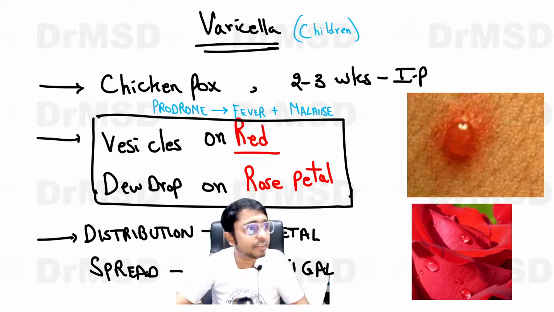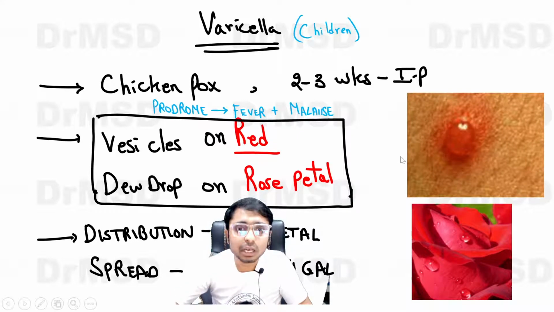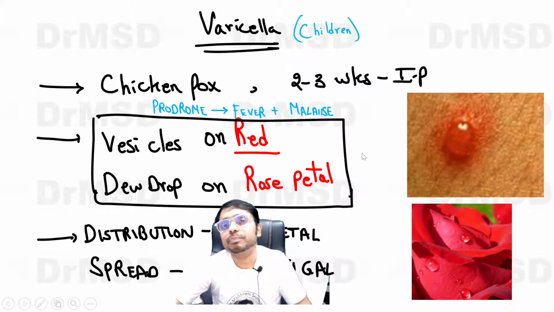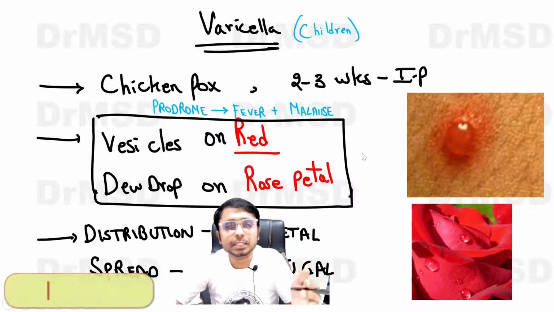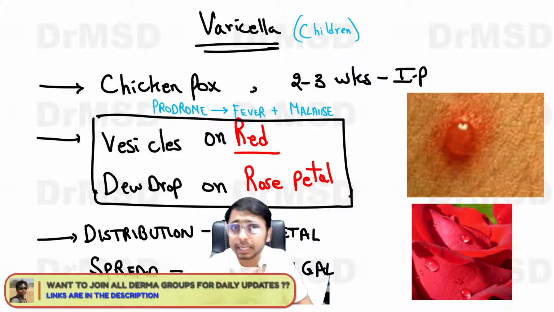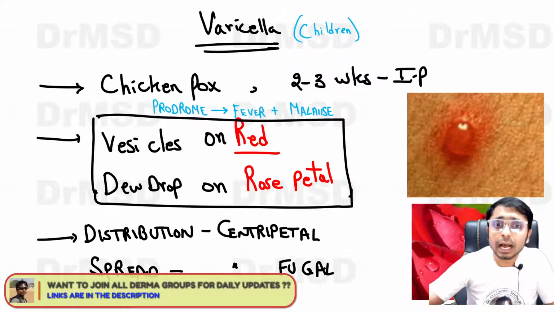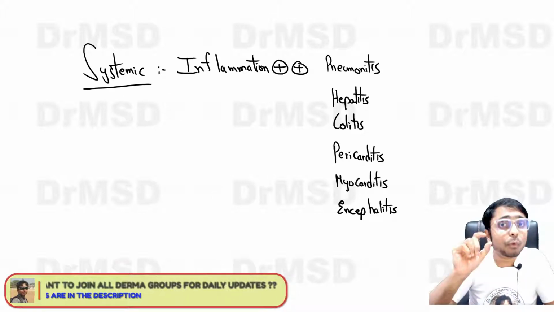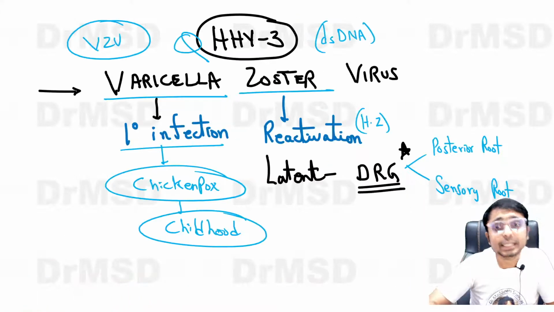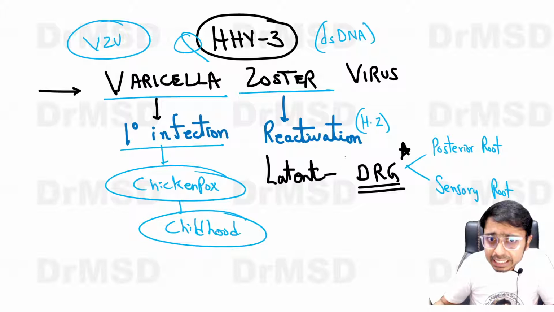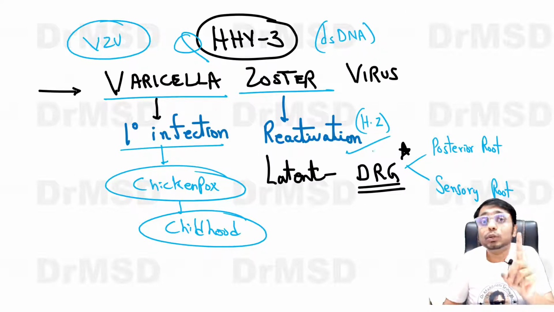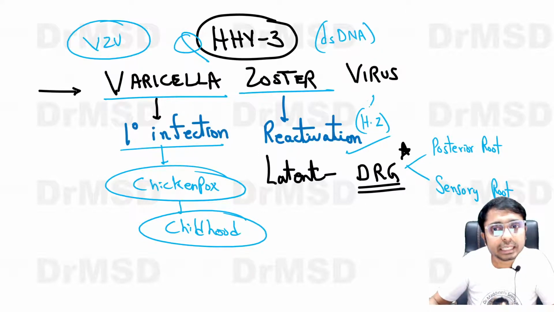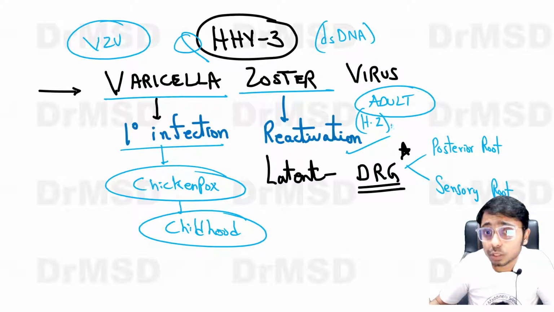So all this again, if we go, it will be a very detailed description. So chicken pox, I hope all of you know. Dewdrop on rose petal appearance, pleomorphic type of lesions, centripetal distribution will be there, centrifugal spread will be there. And once the infection gets settled, what will happen? The virus lies dormant in the dorsal root ganglion, and when it gets reactivated, it is going to manifest. Usually this will be seen in adults. This will be manifesting in the form of what is called as herpes zoster.